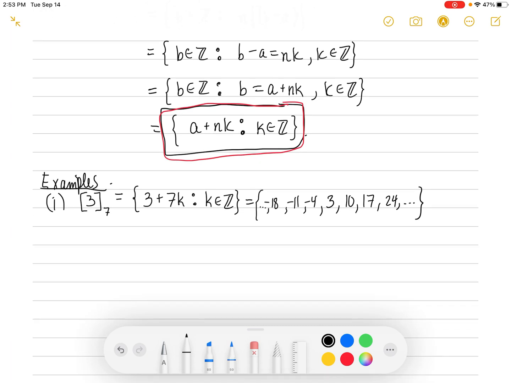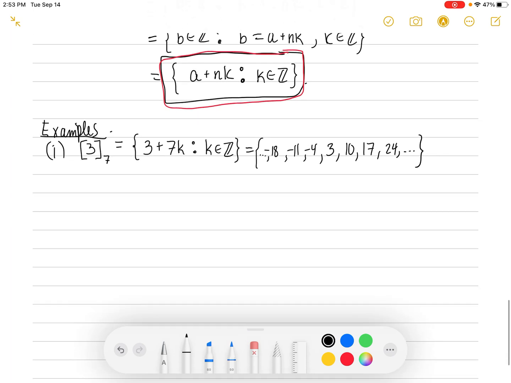Yeah. So all of those integers we've listed belong to the congruence class of 3 mod 7, all of those. So a congruence class is a set of integers. Let's do the congruence class of 4, and let's go mod 6.